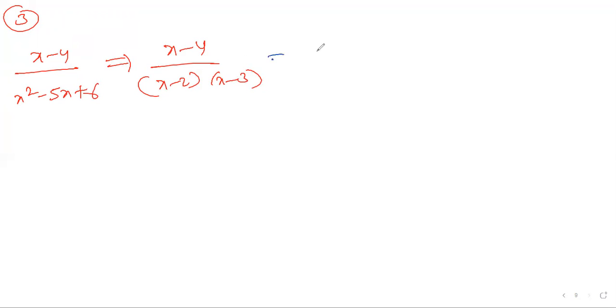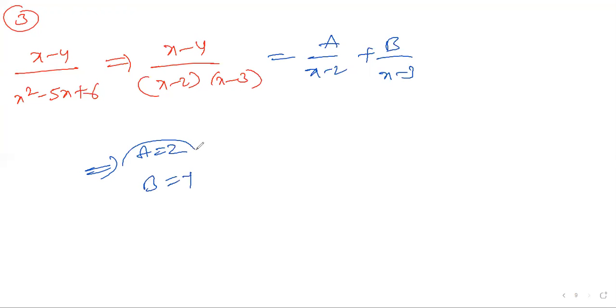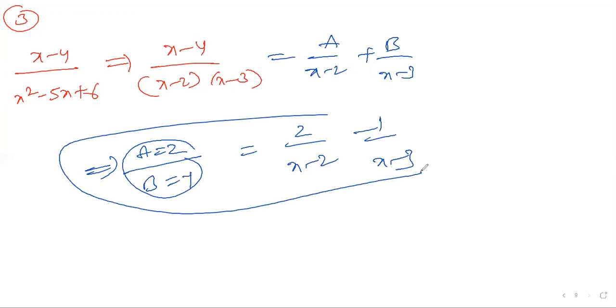Model one, what can you do? A by x minus 2, plus b by x minus 3. After that you will find the value of a and b. I'm writing the values of a and b directly for your convenience: a is equal to 2 and b is equal to minus 1. So 2 by x minus 2 minus 1 by x minus 3. This is the answer you are going to get.